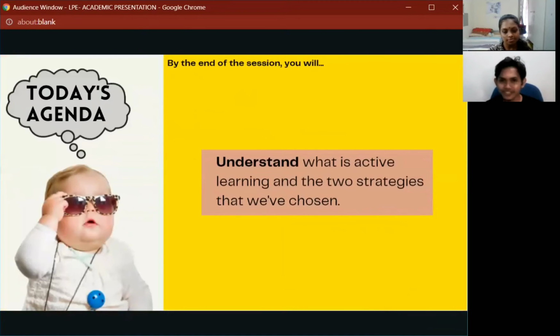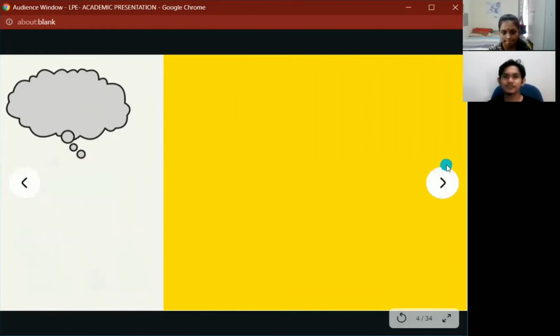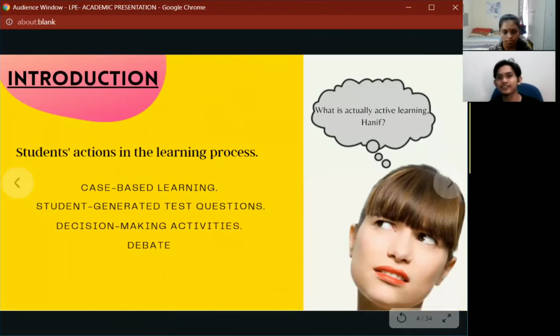We only got one agenda. We want you to understand what is active learning and the two strategies that we have chosen. Active learning means the activities that students do to construct knowledge and understanding, and that require them to do high order thinking skills. For example, it can be case-based learning, student-generated task questions, decision-making activities, and debate.